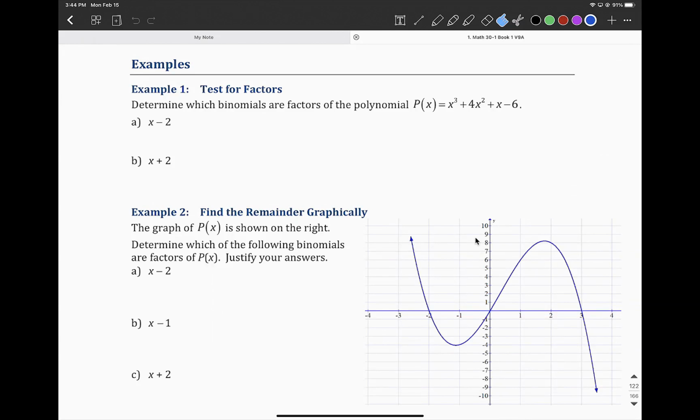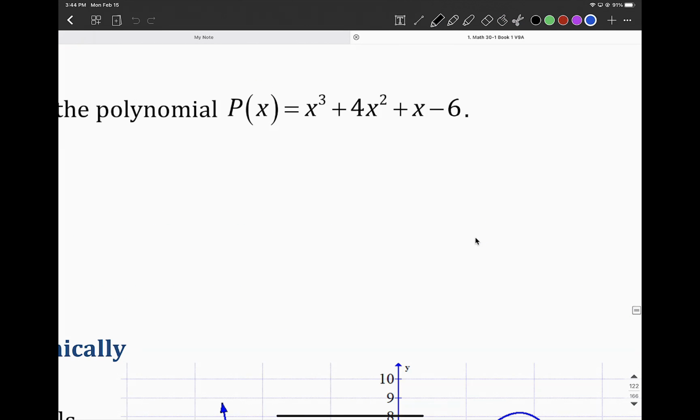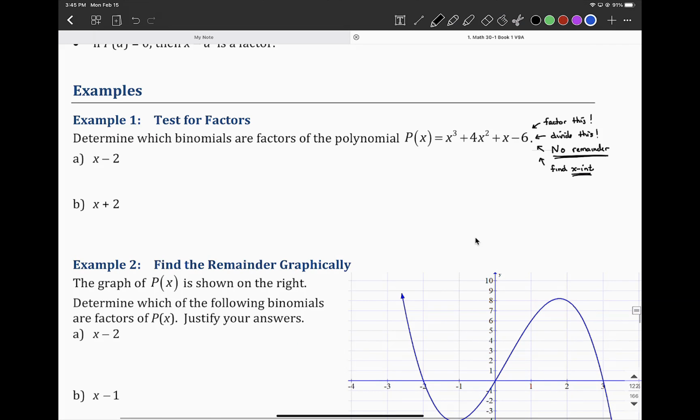In topic 3, we have a test for factors. The skill we're trying to build up to here is we're trying to factor this, which will mean we're trying to divide this, which will mean that we need no remainder, which will mean we need to be able to find the x-intercepts. Now, a lot of these ideas are very much connected, and through this idea, we start building upon this.